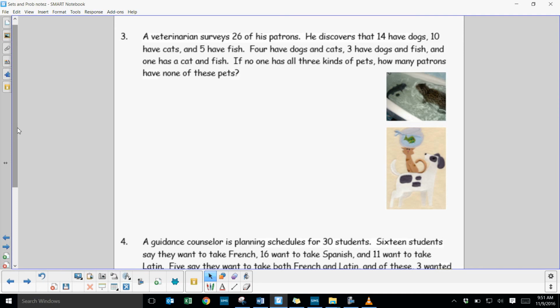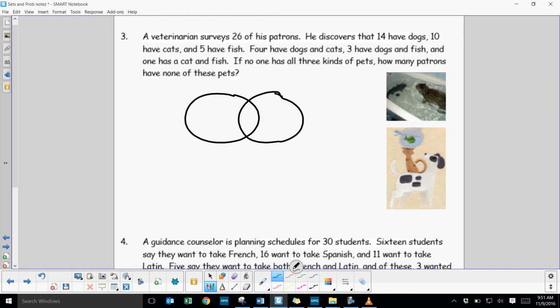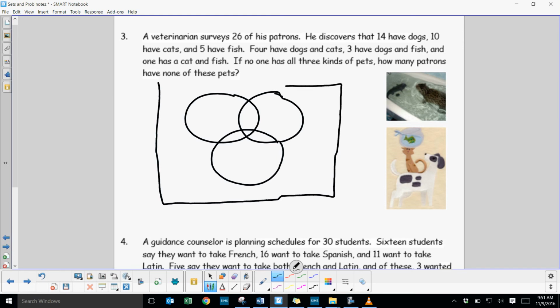So none have all 3, but we still need to draw 3 overlapping circles. And we can just have nothing in the center. Because there still will be some overlap, like here, here, and here. So we need to make sure that those little overlaps are drawn. So draw your box and your universal set. You want to label everything. So I'm going to do D for dogs here. And I'm going to do C for cats here, and F for fish down here.